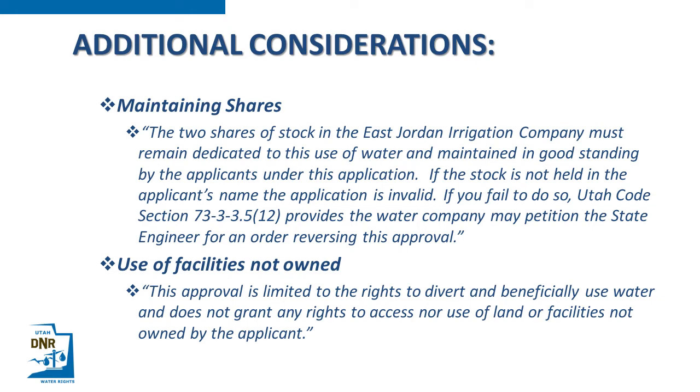If you fail to maintain them, the water company could ask for a reversal of that decision by the state engineer. If the applicant does not own the facilities where their water is being diverted from, there may be some limitations associated with that. The state engineer cannot grant access to or easements across property.